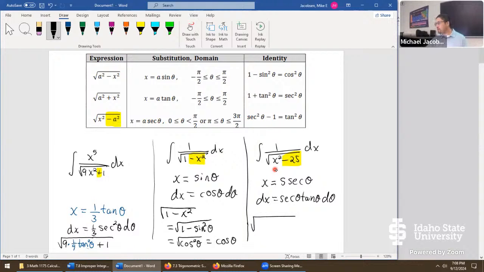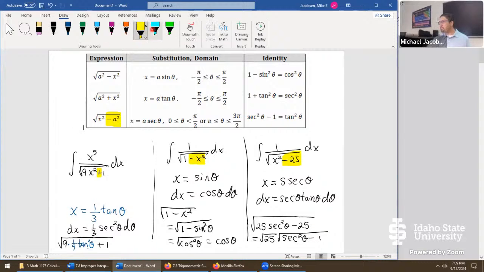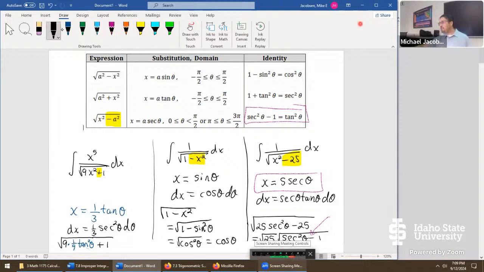The root would turn into x squared, so that's 25 secant squared theta minus 25. And now we have opportunities for different algebra. We can factor out the square root of 25 from inside here. Get root 25, root secant squared theta minus 1. So the way this is picked is we're always going to arrange the constant, whether we go 5 or 1/3, to force it so that the identity is actually going to work. And there it is. It works right at that step. That turns into square root tangent squared. The domain is positive, so we don't even have to worry about the absolute value. We just get 5 tan theta.